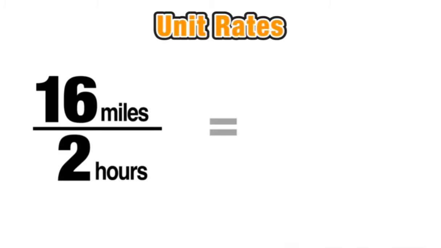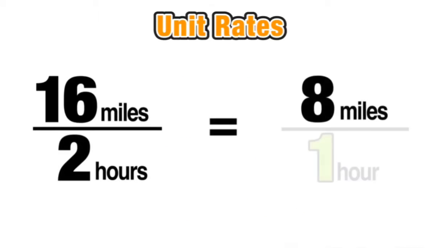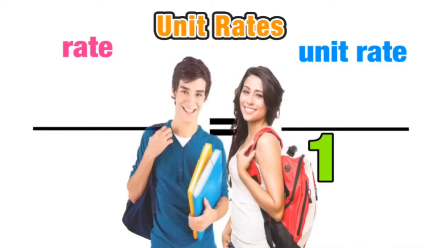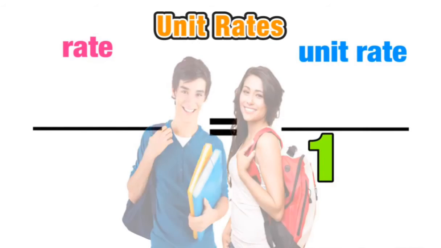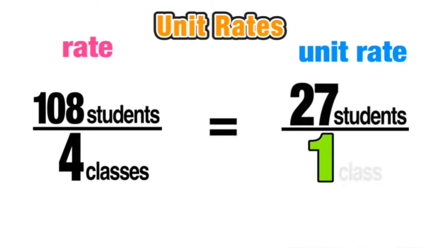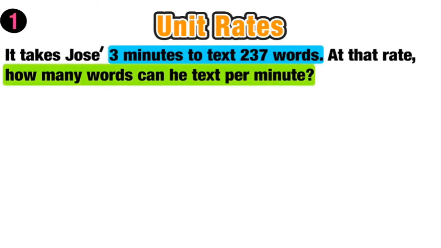First, the runner, 16 miles in 2 hours. Dividing the top and bottom by 2, we have 8 miles over 1 hour. So, in the second example, 108 students over 4 classes is 27 students over 1 class. That is 27 per class.